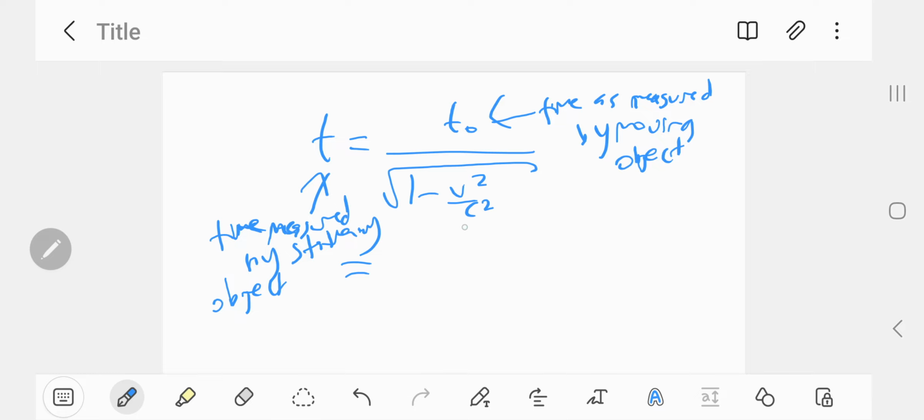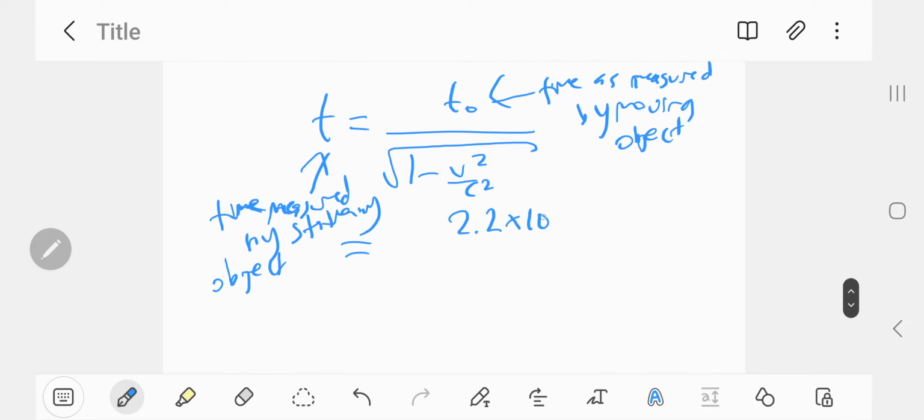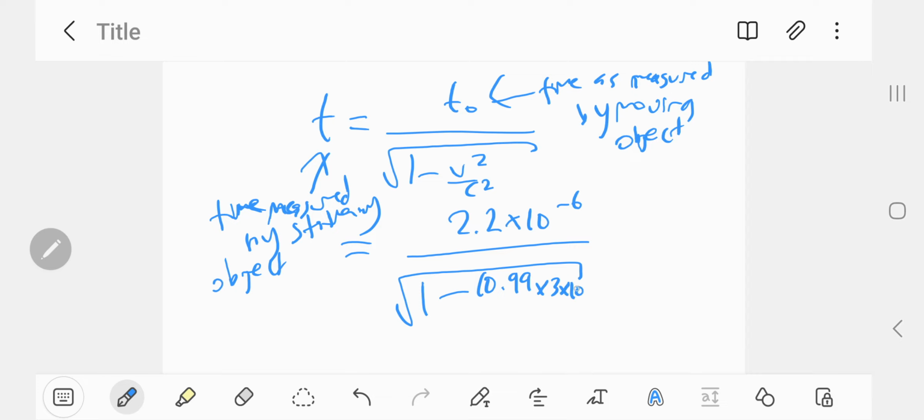Now, time is measured by the moving object, the muon in this case. It's 2.2 microseconds, 2.2 times 10 to the minus 6, over the square root of 1 minus V squared. It's moving at 0.99 times the speed of light. Actually, best to keep it like this: 0.99 C squared over C squared. The C squareds cancel and if you work it out and convert it to microseconds, you get 15.6 microseconds.